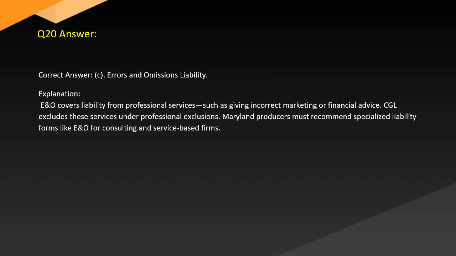Answer. Correct answer C. Errors and omissions liability. Explanation. E&O covers liability from professional services, such as giving incorrect marketing or financial advice. CGL excludes these services under professional exclusions. Maryland producers must recommend specialized liability forms like E&O for consulting and service-based firms.